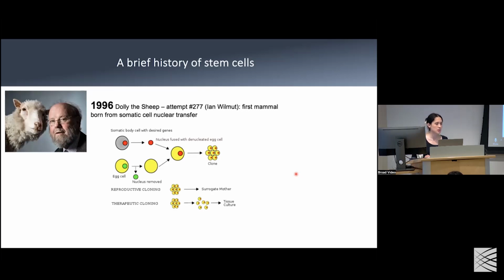It's very inefficient. I think it took 277 tries before they were able to get Dolly. And essentially, it involves taking a cell from the body with the desired genotype, popping out the nucleus, and then putting it into an enucleated egg.